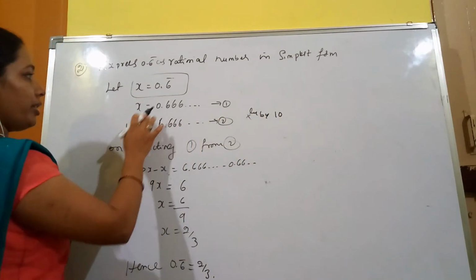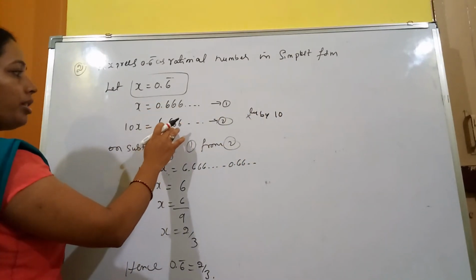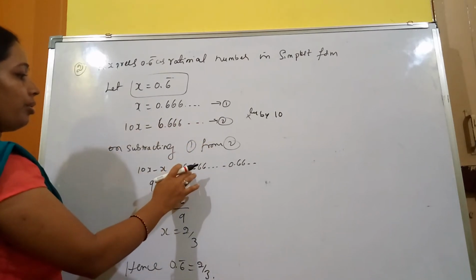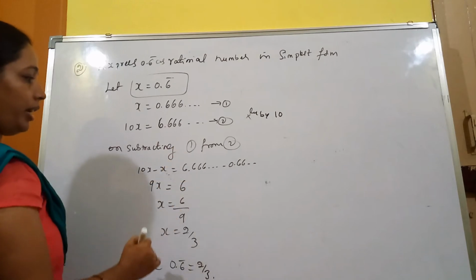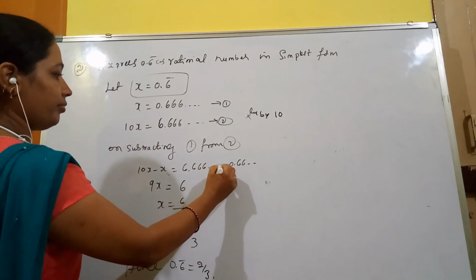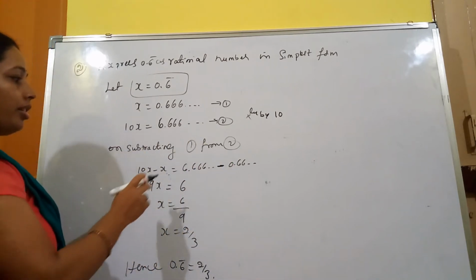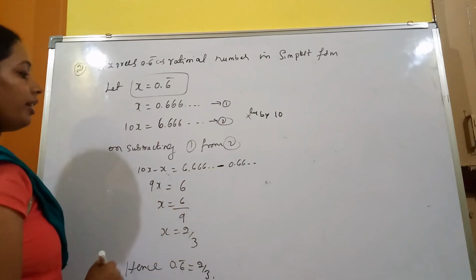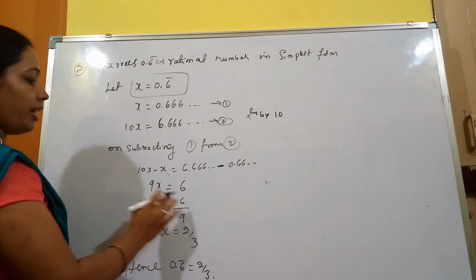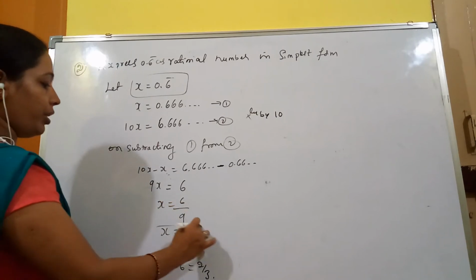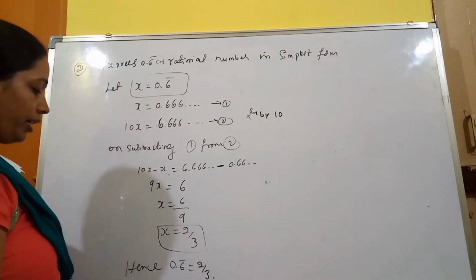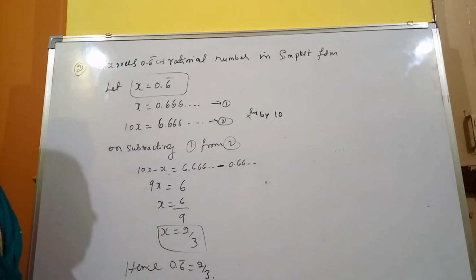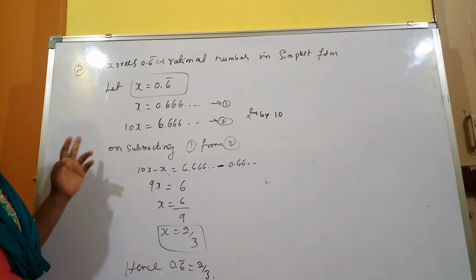x will become 10x, so 0.6666 will become 6.6666. On subtracting 1 from 2, 10x minus x is equal to 6.6666 minus 0.6666. Subtracting 6.6 minus 0.6, you will get 6. So we want to find x. x is equal to 6 by 9. Therefore, x is equal to 2 by 3. So 0.6 bar is equal to 2 by 3. It is the simplest form.